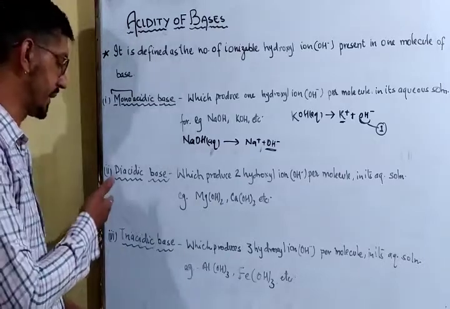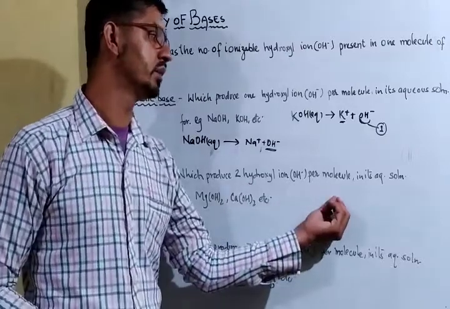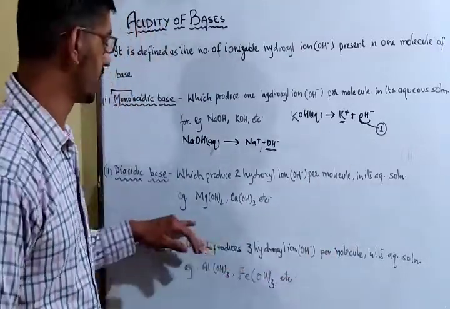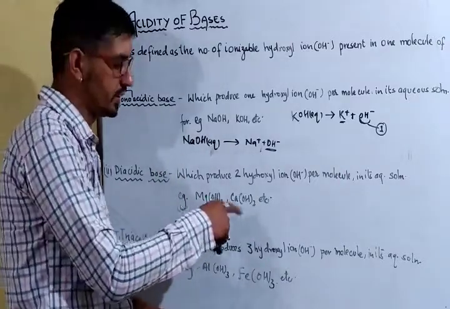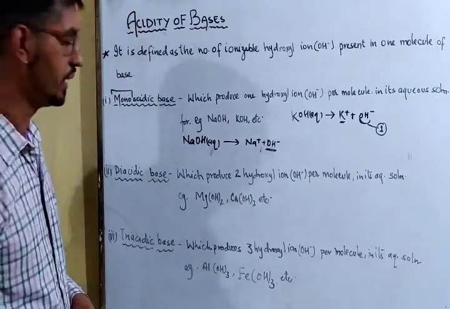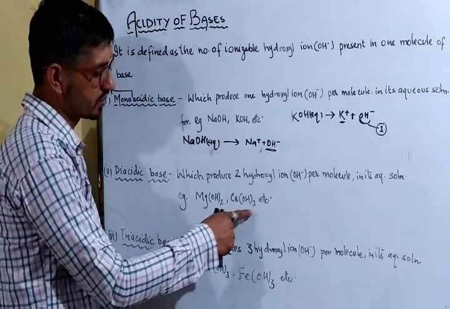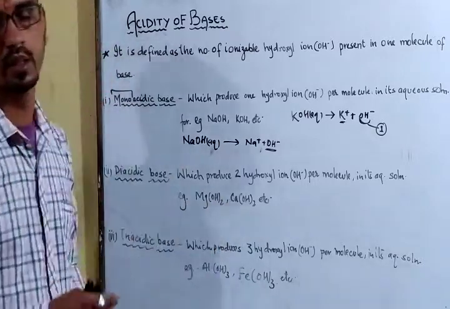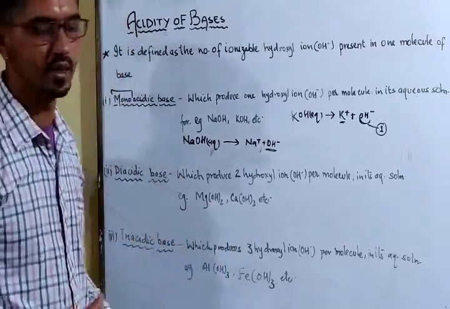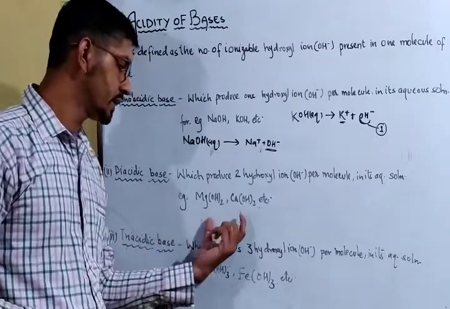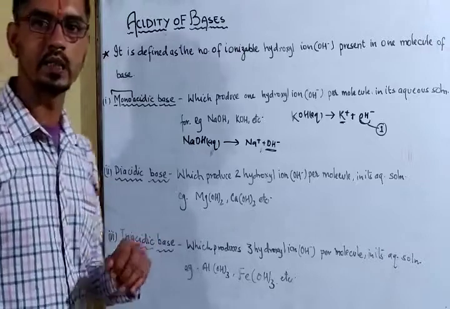Okay, now moving to the second type, diacidic base. As the name indicates, di means two, which produce two hydroxyl ions per molecule in its aqueous solution. They will be known as diacidic base. Okay, now Mg(OH)2, Ca(OH)2. You can see that it is having 2 here, so they will produce two hydroxyl ions. So the acidity of these bases will be 2 and they will be known as diacidic base.